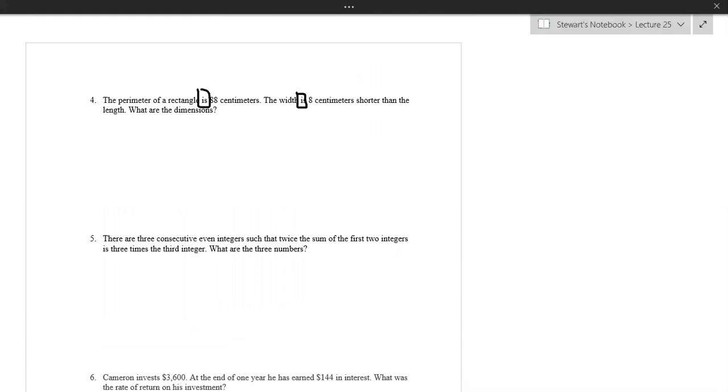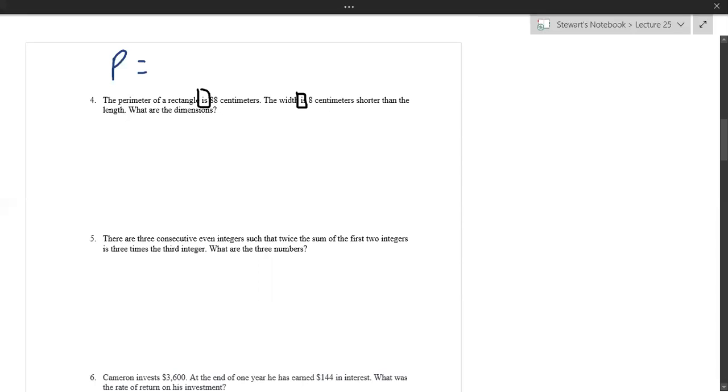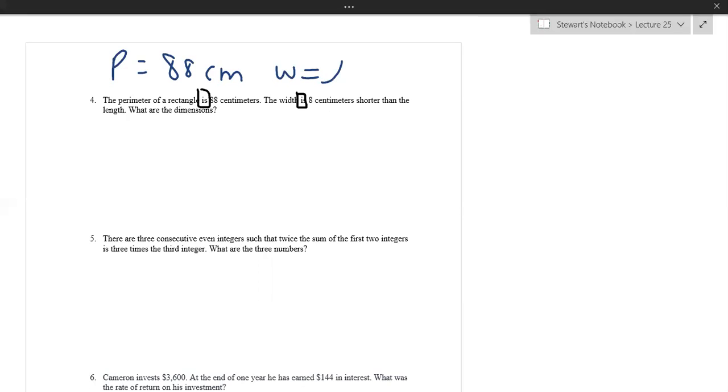Okay. So once again, let's identify where the word "is" is, and look at what's on each side. Perimeter, which we'll call P, equals 88 centimeters. The width, which we can call W, is 8 centimeters shorter than the length, which means if we call the length L, the width is 8 centimeters shorter than that, so we'd subtract 8 from L. And that's also in centimeters.